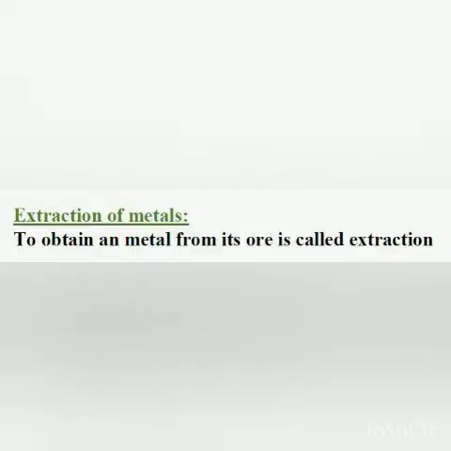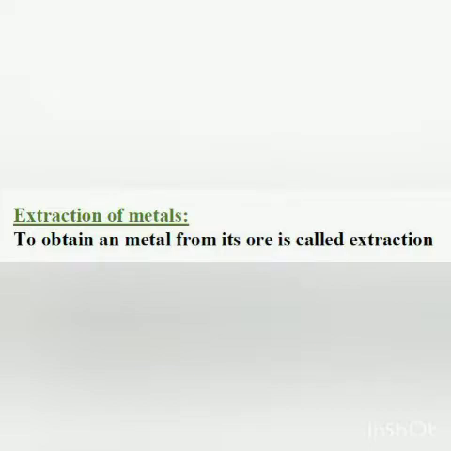What is extraction of metals? To obtain a metal from its ore is called extraction. An ore contains a metal in the form of its compound with other elements. So after mining of the ore from the ground, it must be converted into pure metal. The ores are converted into free metals by a number of steps which depend on the type of the ore used, the nature of the impurities present, and the reactivity of the metal to be extracted.